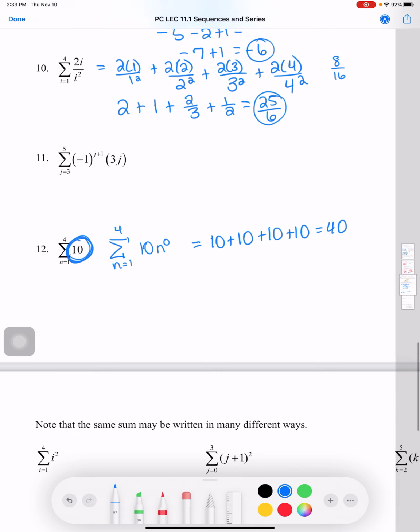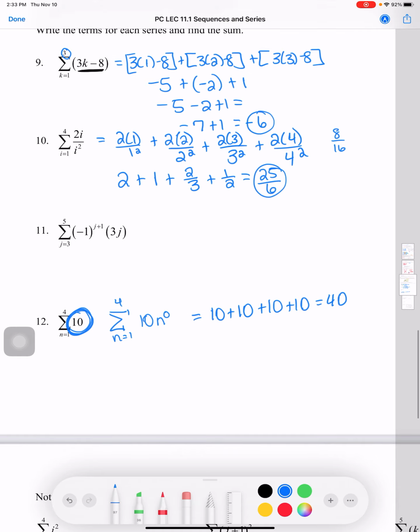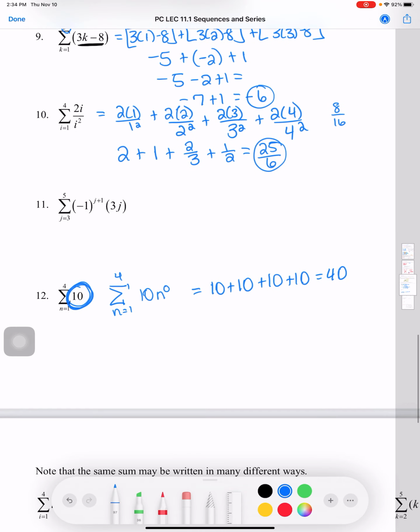Okay? So I think that's pretty explanatory. I skipped number 11, but it's the same idea. We just substitute in. But if you need some more help with these, guys, feel free to reach out. I will be happy to help.